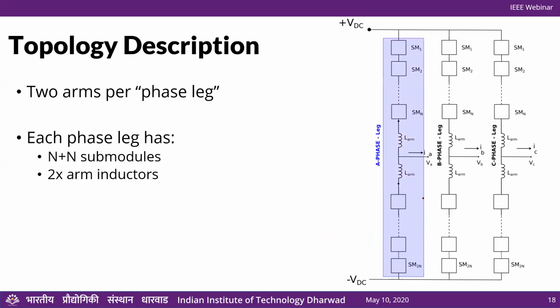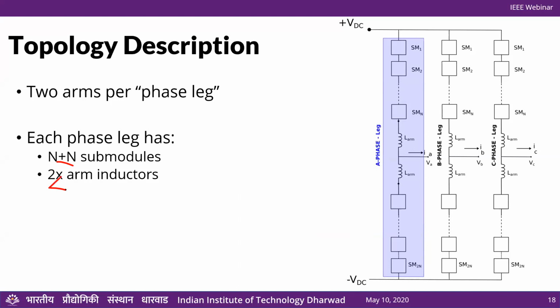Next. So now every phase, there are 3 phases in this converter. Each phase is what is called a phase leg, and each phase has 2 arms. So this is a very bad MMC joke, that only in MMC you will get 2 arms that constitute a leg, but that's how it's called. That's some legacy terminology. So each phase or each phase leg ends up having 2 N submodules and these 2 arm inductors.